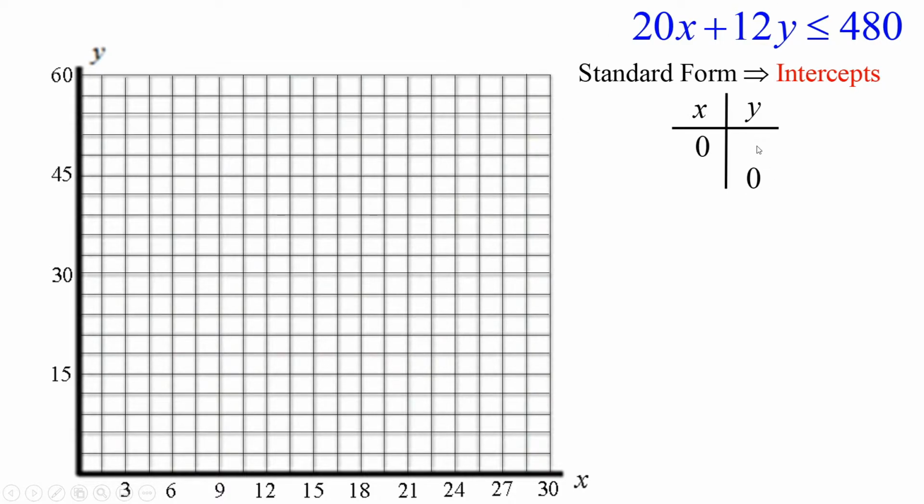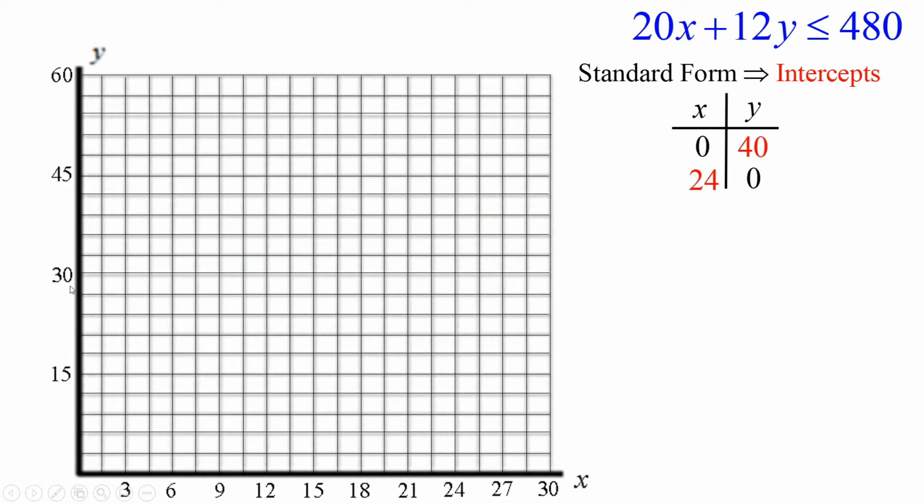There it is, 40. Now, if y equals 0, then the 12 times 0 is gone, leaving 20 times what number is 480. To find that, let's just take our 480 and divide by 20. So 480 divided by 20, and I'm getting 24 for an x-intercept. So let's plot those two intercepts on our coordinate plane. When x equals 0, y equals 40. That's my y-intercept of 40.